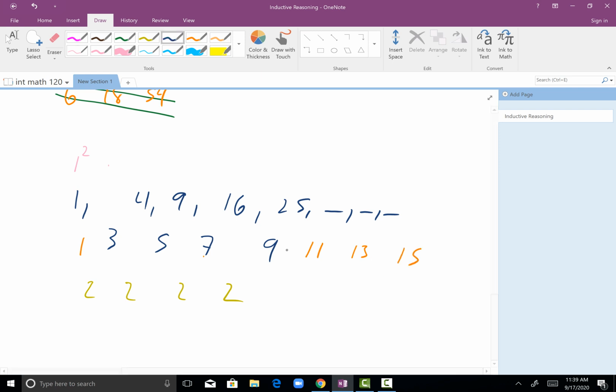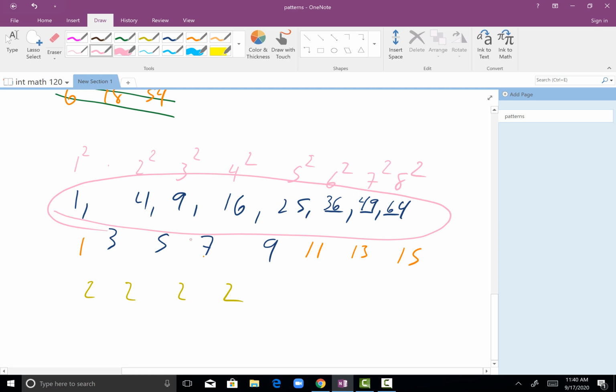So now I can go back and say, this is going to be 36, this is going to be 49, and this is going to be 64. But like I was saying, these are squares. So 2 squared, 3 squared, 4 squared, 5 squared, 6 squared, 7 squared, and 8 squared. We call these perfect squares or just squares. You're going to see those. That pattern is going to show up a lot.